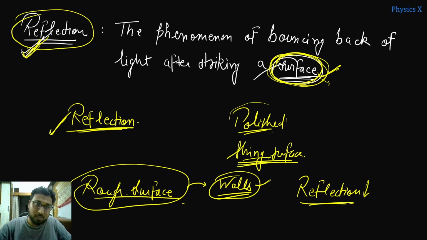So first of all, we are studying reflection. Another phenomenon is what? Refraction. It is bending of light, and these two phenomena we will be studying majorly in this course. So we will be taking reflection first of all.